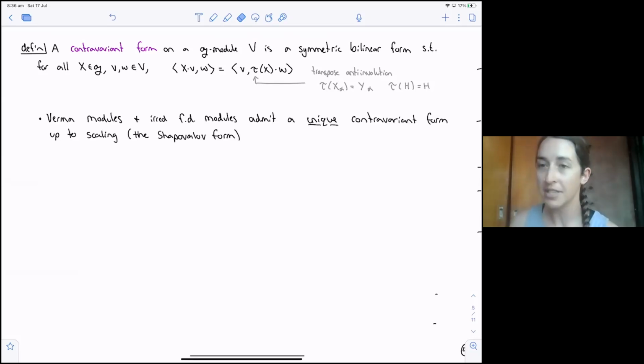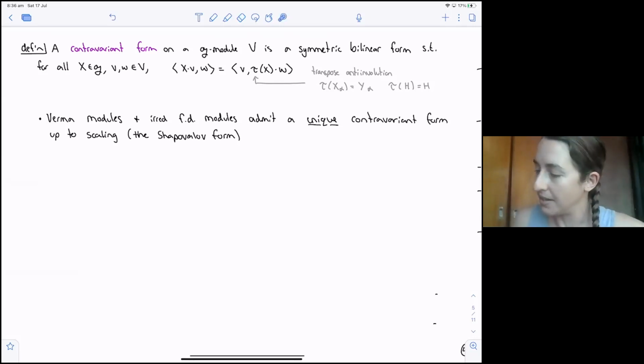So they can be used to study Verma modules or other types of representations. When they first showed up, it's pretty easy to show that either a Verma module or an irreducible finite dimensional module admits a unique one of these up to scaling. The name for this, at least on the Verma module, is the Shapovalov form. That's because both are generated by a single highest weight vector, and so we can define the form by how it pairs the highest weight vector with itself.